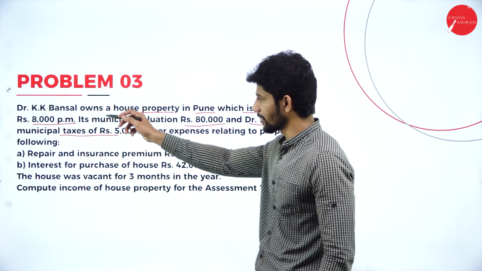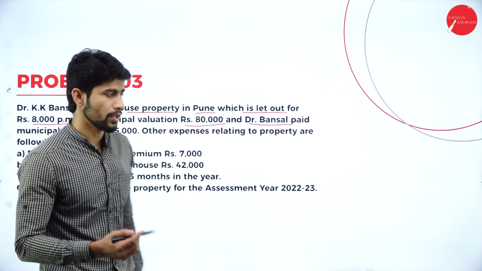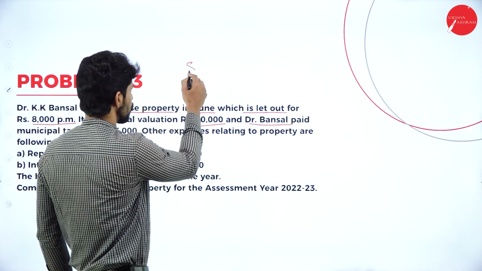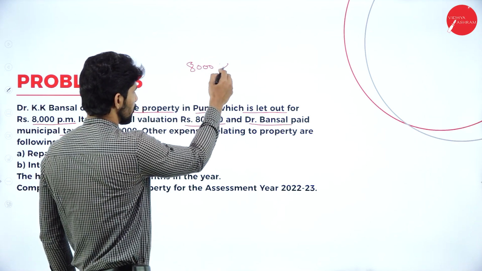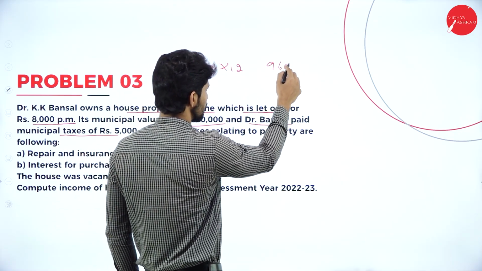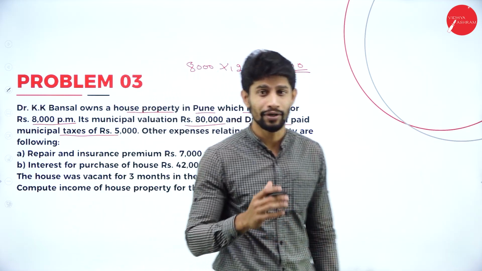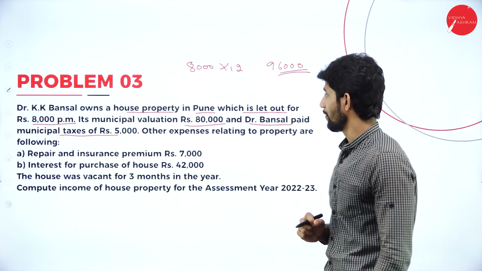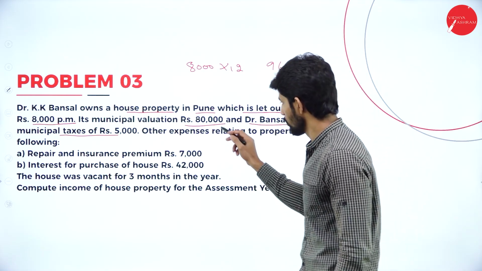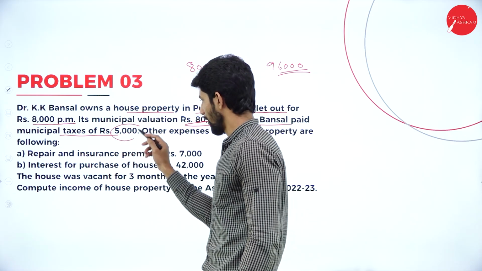Yes, he is receiving 8,000 rupees rent per month. So if he is receiving for 12 months, what is the total value for 12 months? 8,000 rupees per month into 12 months, you'll get 96,000. Right? So you'll be receiving 96,000 rupees of rent every year. Okay, so municipal valuation 80,000 and municipal tax paid is rupees 5,000.